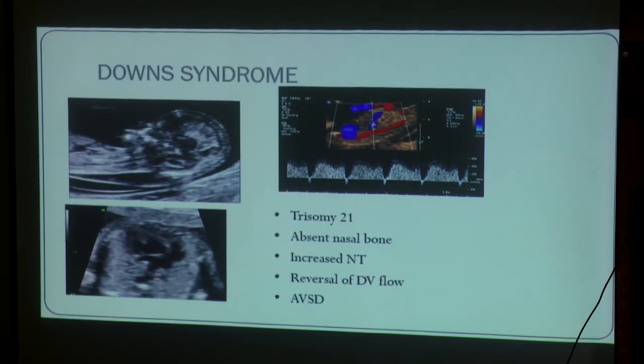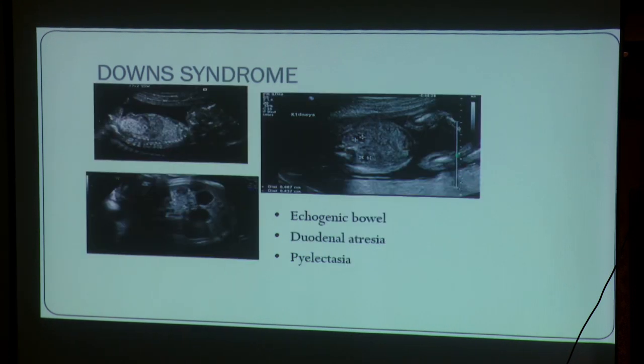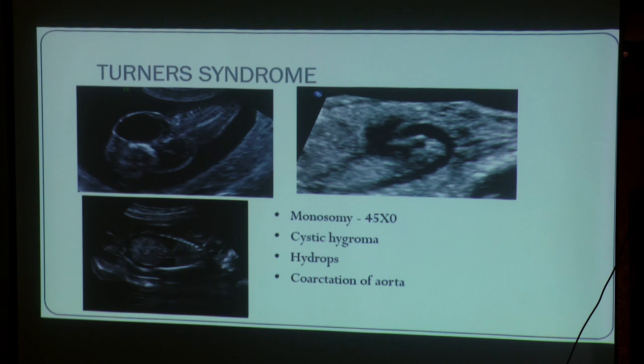Down syndrome, in early trimester scans, during the NT scan, there will be increased nuchal translucency, reversal of flow in the ductus venosus, and tricuspid regurgitation. The common cardiac defect in Down syndrome is endocardial cushion defect, that is the combined atrioventricular septal defect, absence of the crux. And in later stages, Down syndrome will have echogenic bowel, fetal pyelectasis, double bubble sign, duodenal atresia. These are the soft markers for Down syndrome.